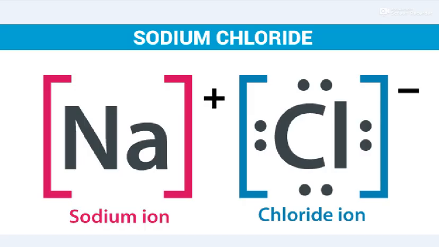The second rule is that the valency number of the symbol of each atom or radical is always written on the top right side of that atom or radical. See here, Na plus and Cl minus. Always write that sign, the valency number, on the top right side of the atom or radical. For Na, the valency is 1 plus, so you write 1 plus on the top right side of that element. And for chlorine, the chloride ion, you write the valency on the top right side of the atom.